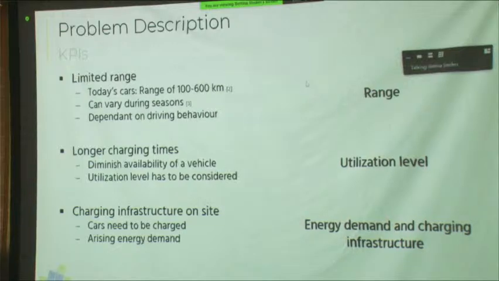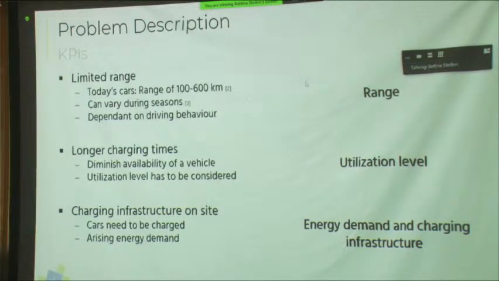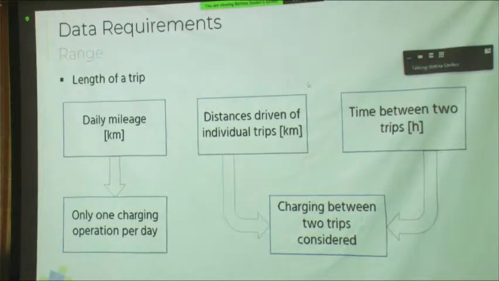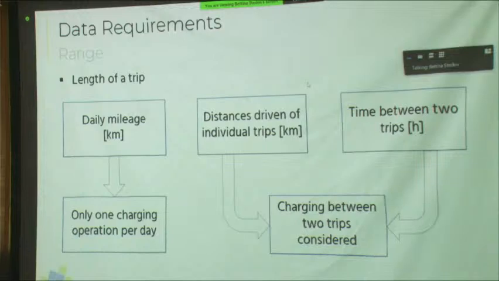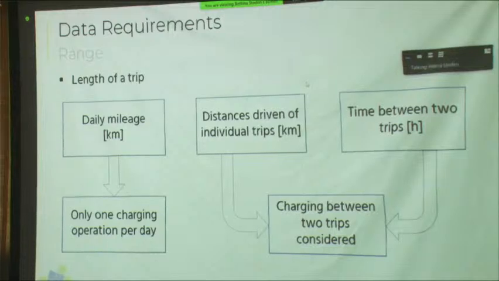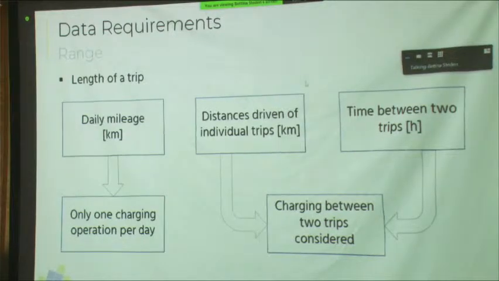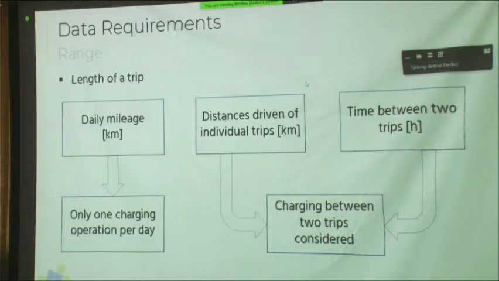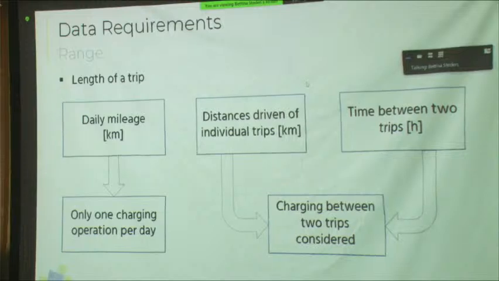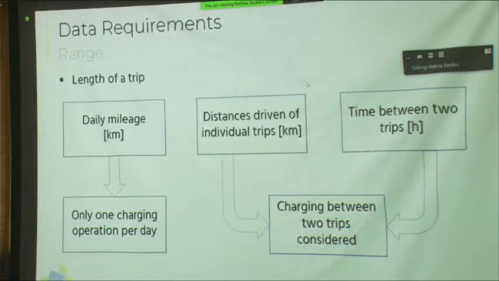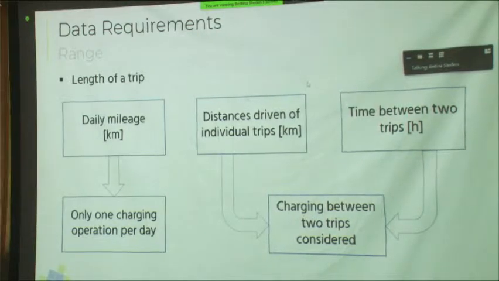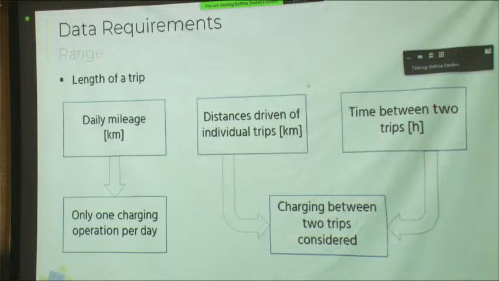And what data do we need to be able to analyze the situation? For the range, we need to consider the length of the trips to be able to decide if a trip can be done with an electric vehicle. And we've got 2 possibilities to do so. We could, on the one hand, look at the daily mileage of a car and then decide, okay, is the daily mileage within the range of an electric vehicle or not? This implies that we only consider one charging operation of the car per day. For example, it's charged overnight and goes for the whole day, and charged at night again.